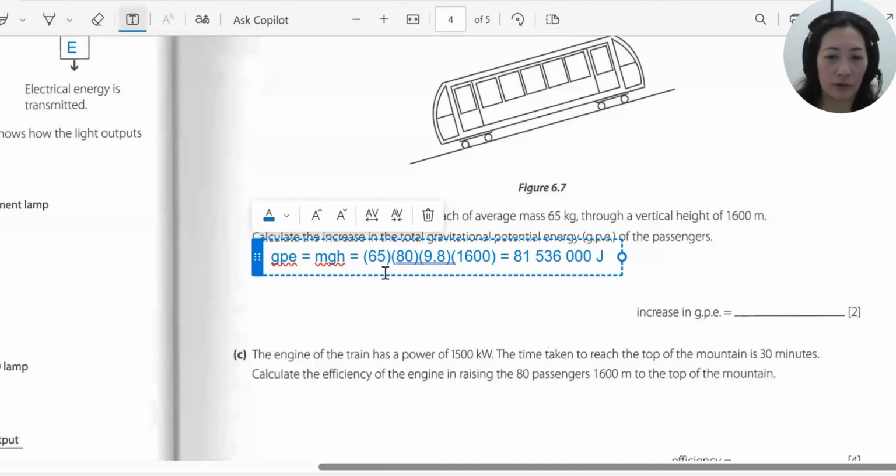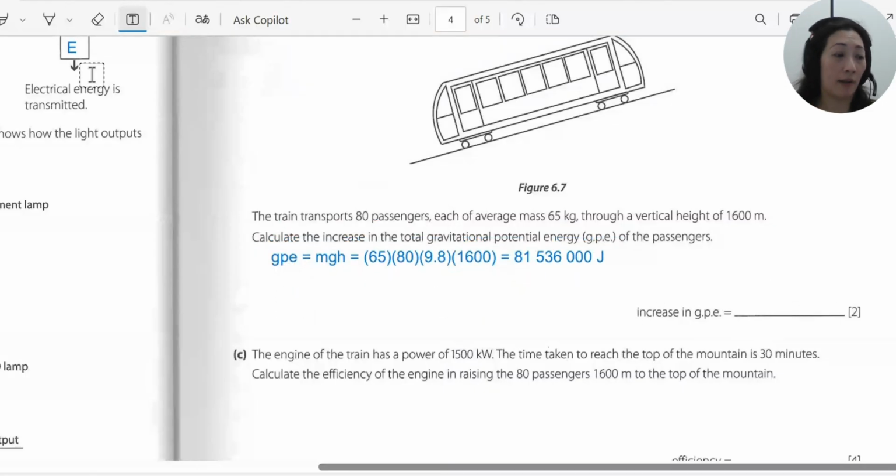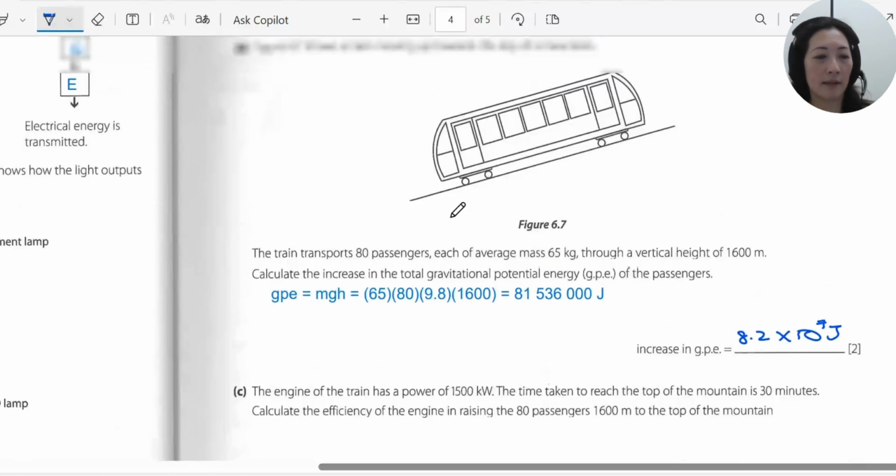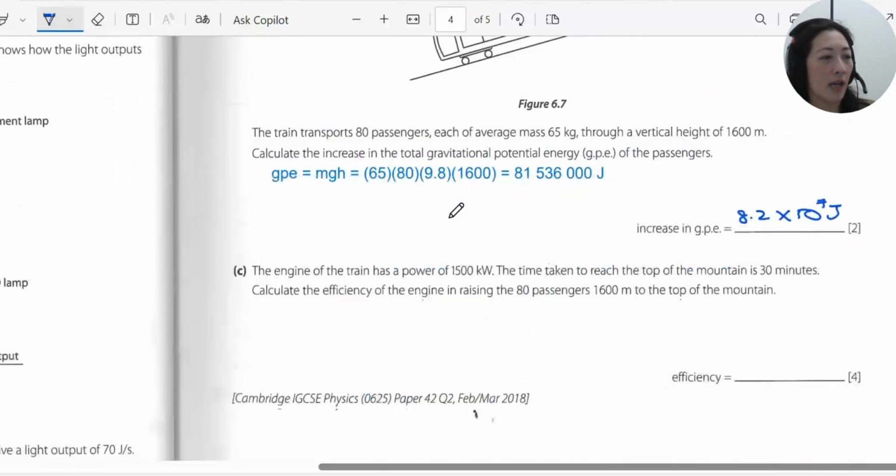81,536,000 joules. But remember, we don't have to write it with so many digits. We always want to write it to two significant figures. And I'm going to write this in standard form because it makes it a lot easier for the examiner to mark. So let's round this to 8.2 times 10 to the power of 7 joules. So that will be the answer for question 4b.